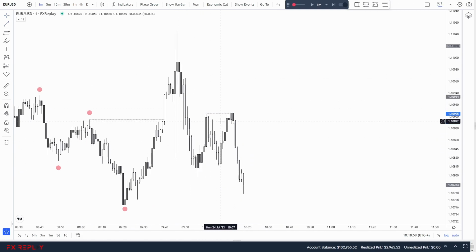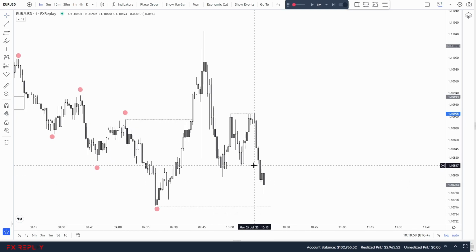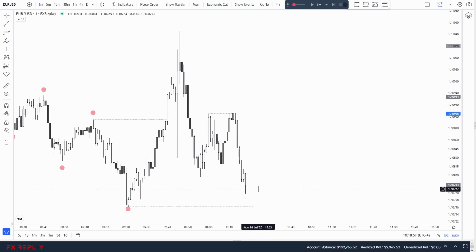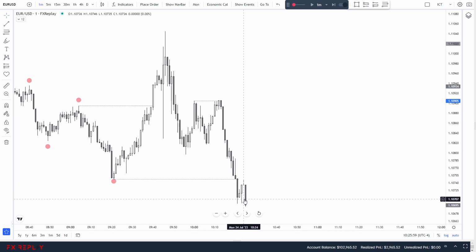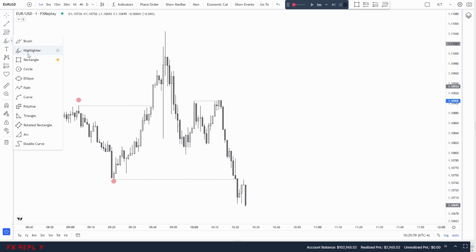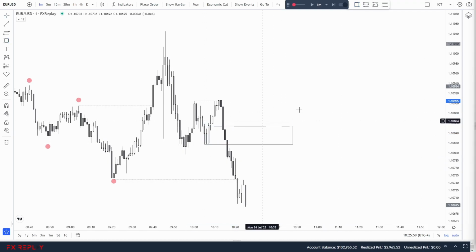And we had this sweep over here. But still, I would first like to see this low being taken out with displacement before I can consider taking a continuation trade to the bearish side. So let's see what happens here. We do displace below. Now let's focus on that breaker block, which we do have right here. So we could for sure consider taking a short off of that.